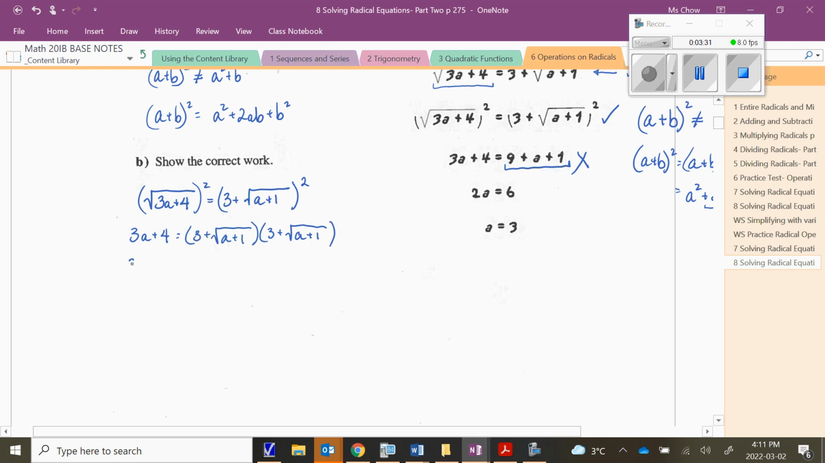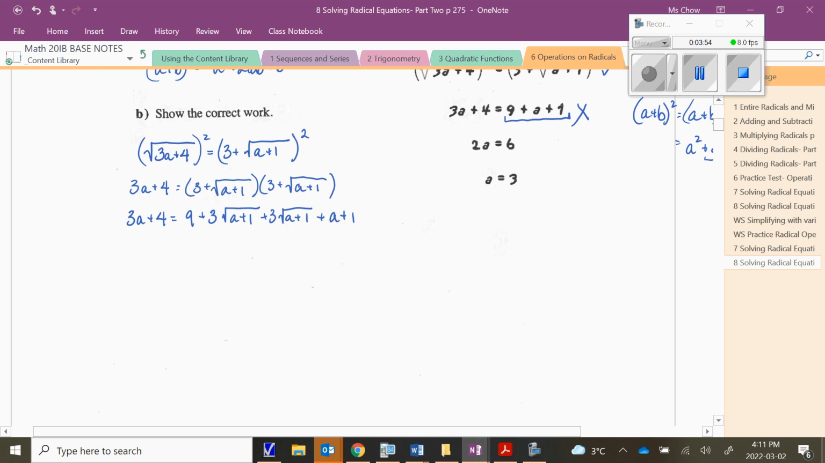So on our right side, we have first, so 3 times 3 is 9, and then we have 3 times root of a plus 1, and we've got that again for our inside, so 3 times the root of a plus 1, and then lastly, root of a plus 1 times root of a plus 1 is a plus 1. So we'll clean that up. Then we've got 3a plus 4 is equal to 9 plus 1, so we've got 10 plus 6 root of a plus 1 plus a.